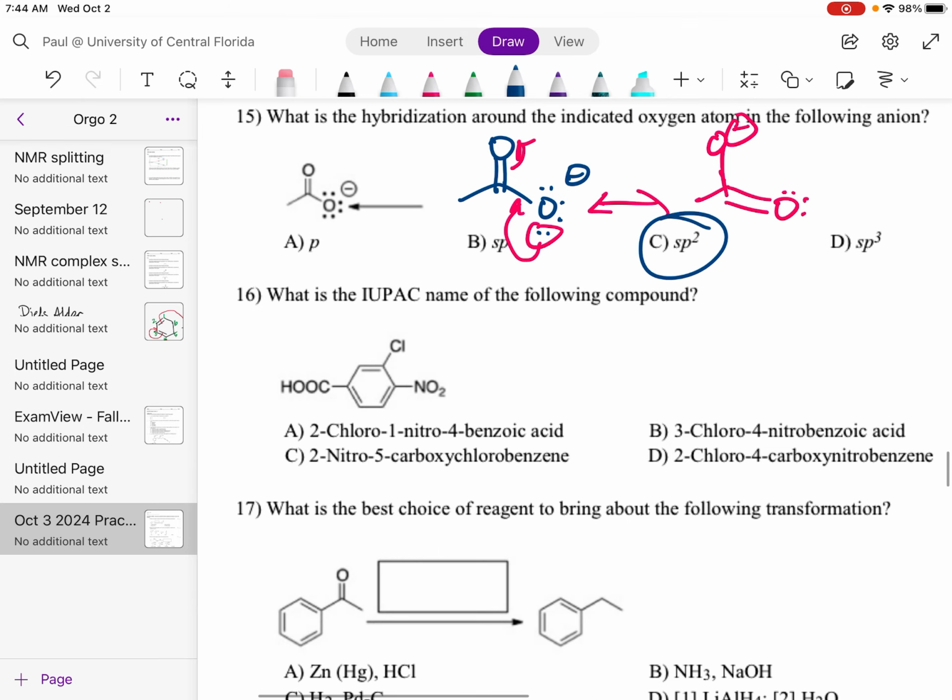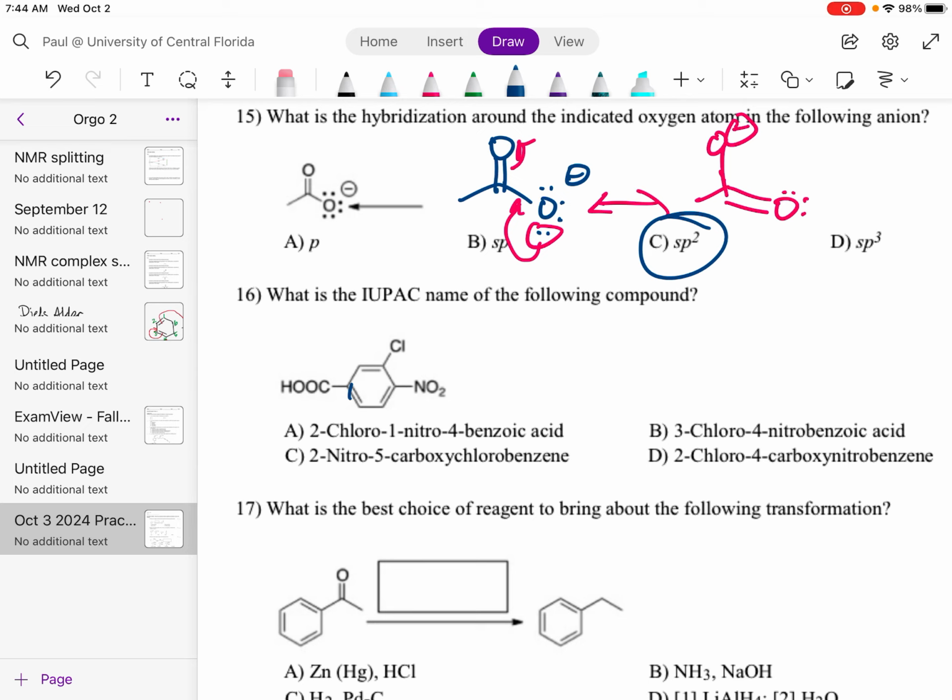What is the IUPAC name of the following compound? Well, when we take a look at that benzene derivative, is there a common name that we could give it? Yeah, because of that group right there, that makes it a benzoic acid. So that makes that the priority carbon 1.